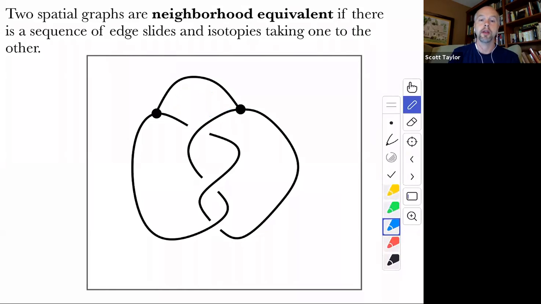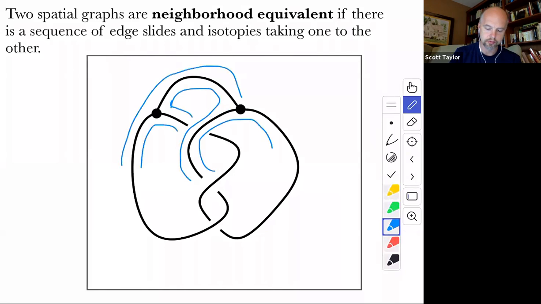I'll show you a picture of that, but before I do, I just want to say this is equivalent to talking about an isotopy of a regular neighborhood of the theta graph. If you thicken the spatial graph up, you get a handlebody in three-dimensional space, and you could talk about an ambient isotopy of the handlebody, and that's what we're calling neighborhood equivalence of the graphs. So neighborhood equivalence is closely connected to the theory of spatial handlebodies.